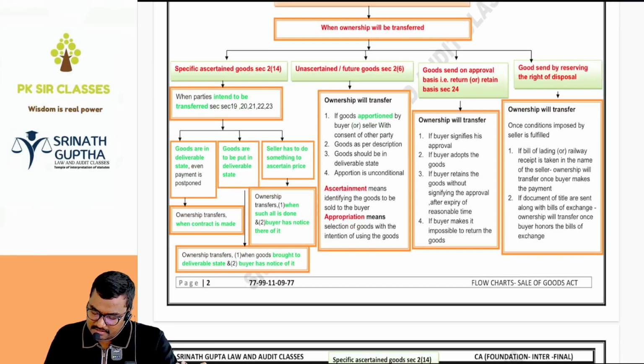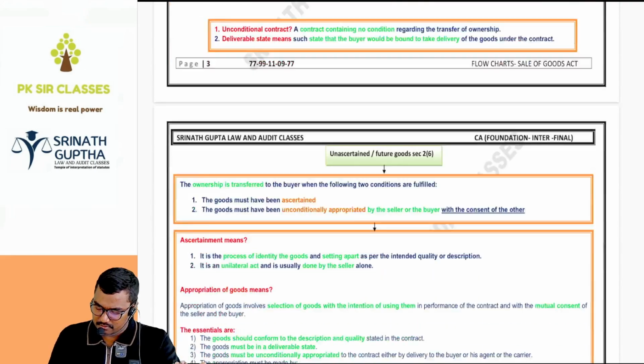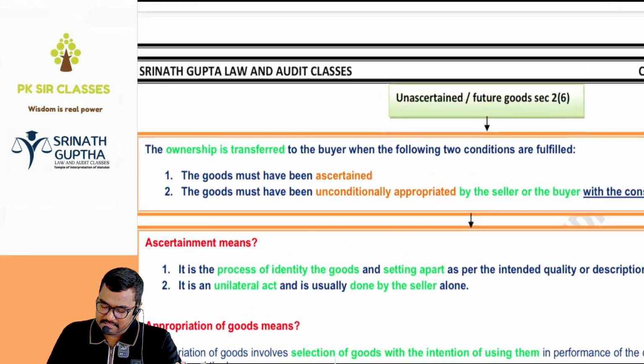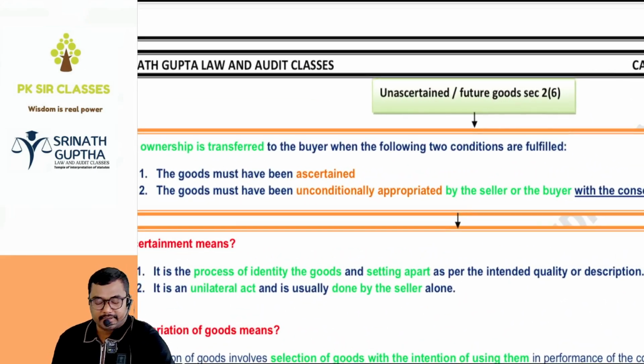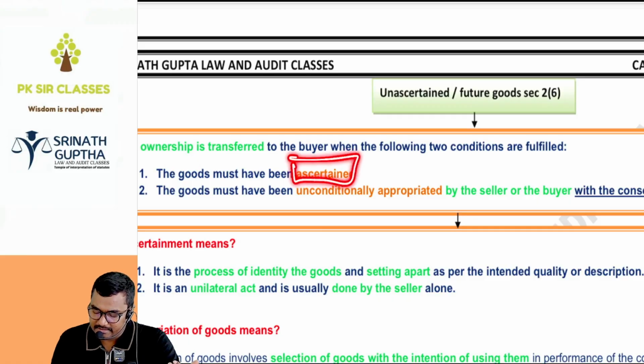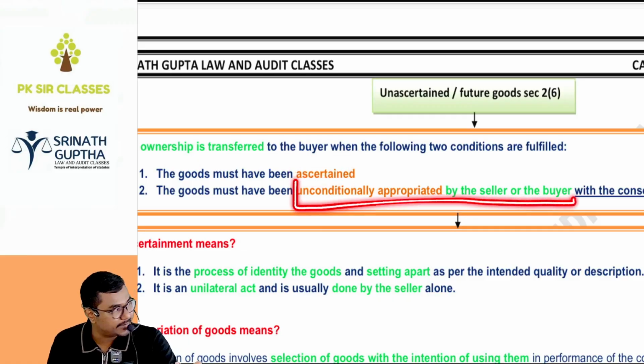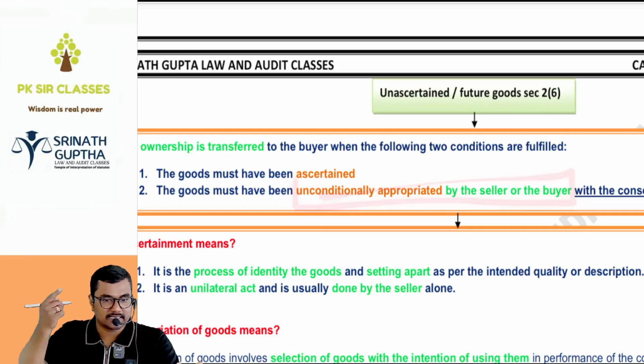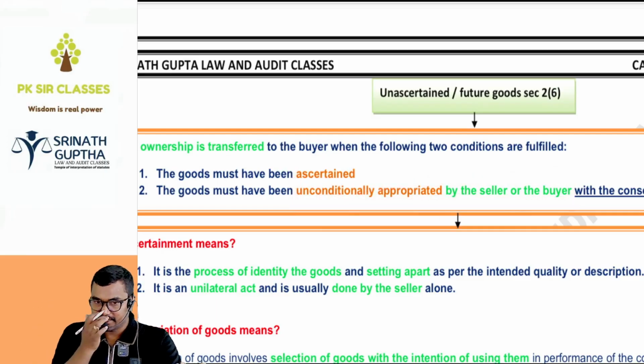Next, unascertained and future goods: when will ownership be transferred? In case of unascertained and future goods, ownership will be transferred if the goods are ascertained and unconditionally appropriated by the buyer or seller with the consent of the other party. What is the meaning of ascertainment?